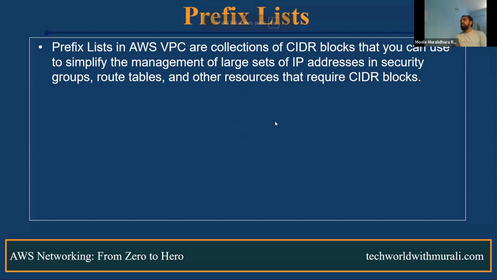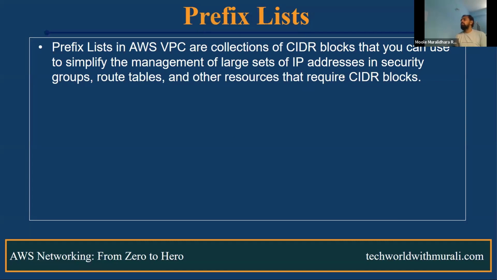Prefix lists in AWS VPC are a collection of CIDR blocks. As I said earlier, we have a total of 8 IP addresses. They can be used to simplify management of a large set of IP addresses at the security group level, and also in route tables. If there are any other resources that require CIDR blocks, we can call this particular prefix list.